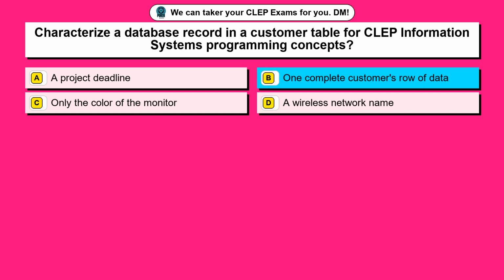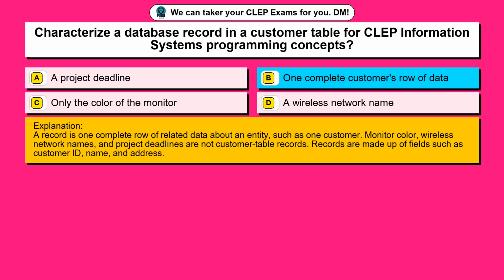The correct answer is option B. One complete customer's row of data. A record is one complete row of related data about an entity, such as one customer. Monitor color, wireless network names, and project deadlines are not customer table records. Records are made up of fields such as customer ID, name, and address.